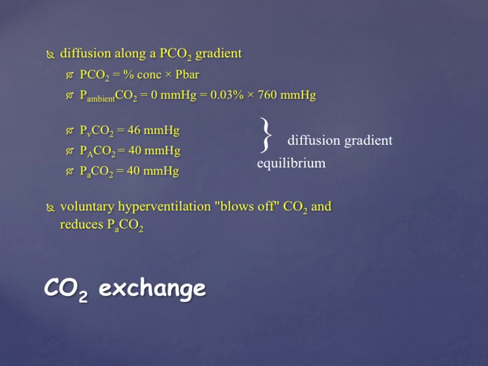What happens in exercise? PA alveolar and PA arterial CO2 levels stay the same. If anything, let's not go there. They stay the same. They do not increase, which means we are getting rid of the carbon dioxide. PvCO2 will be higher because we're producing a lot of carbon dioxide in the muscles.